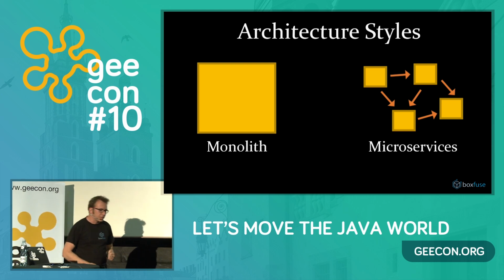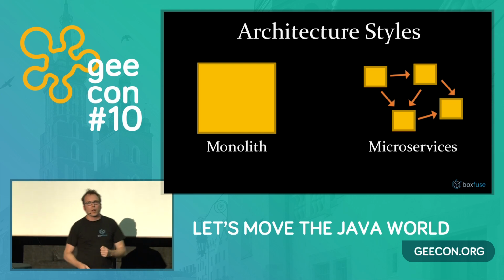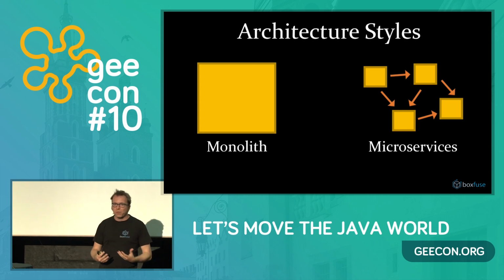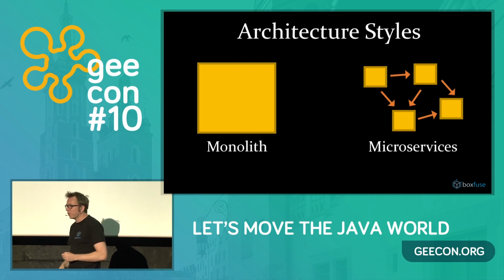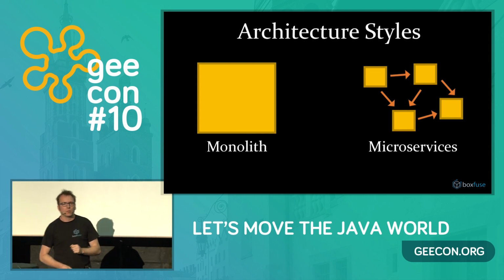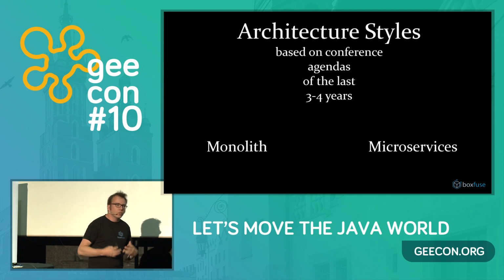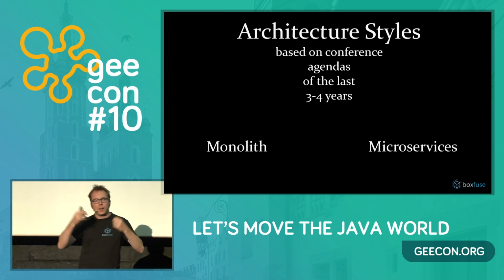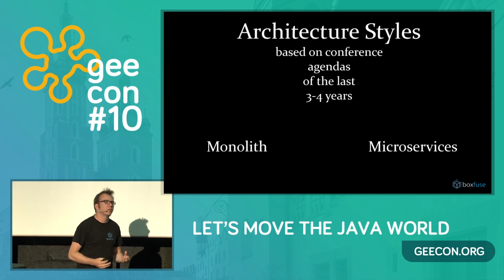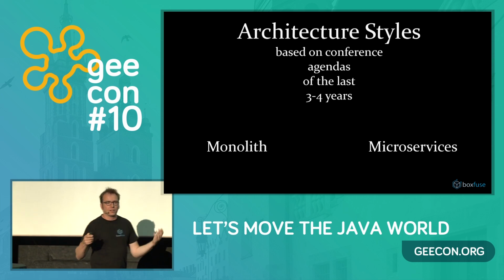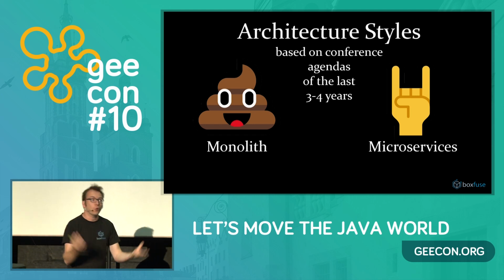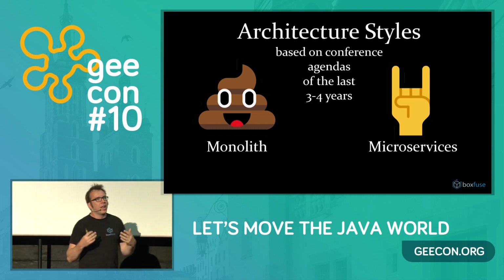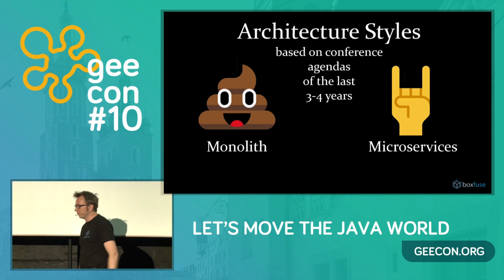Now, in terms of architecture styles, if we look at what's being predominantly talked about these days, then there's really two terms that come to mind. The first one is the monolith, and the other one is microservices. Now, if we were to look at different pictures of how to describe those based on the conference agendas of the last 3 or 4 years, it would look more like this, where basically the monolith has not had a very favorable role to play, and microservices are presented as the new awesome thing.